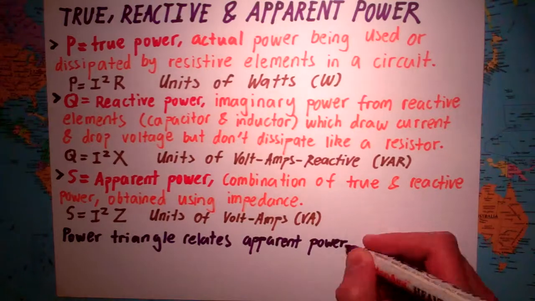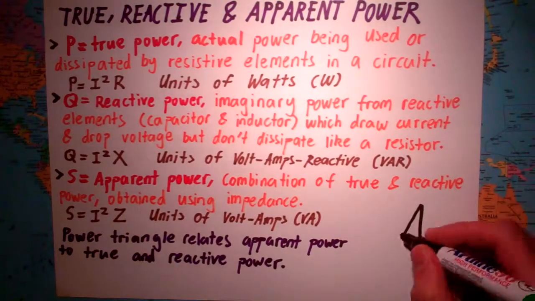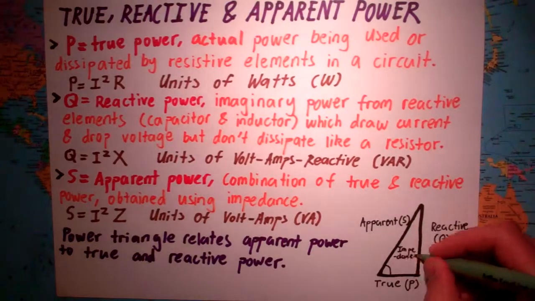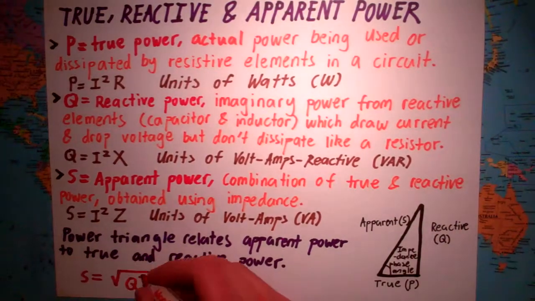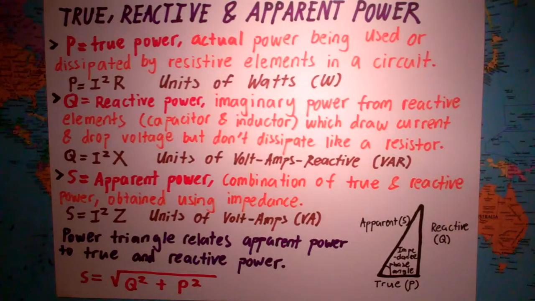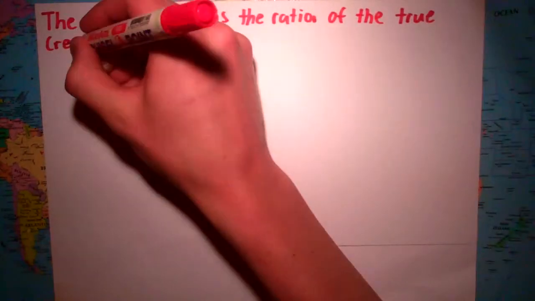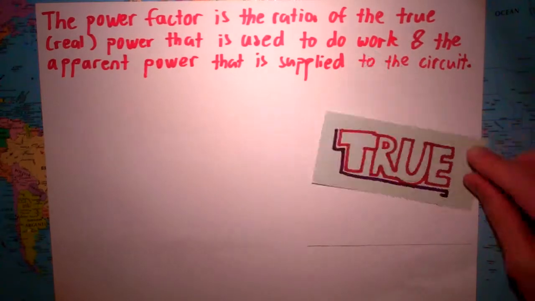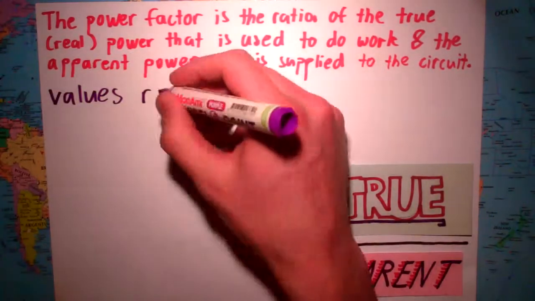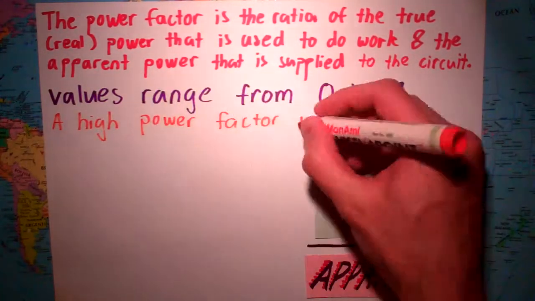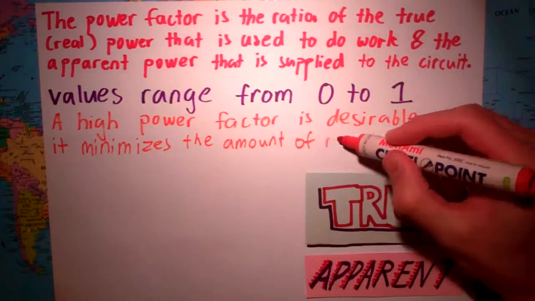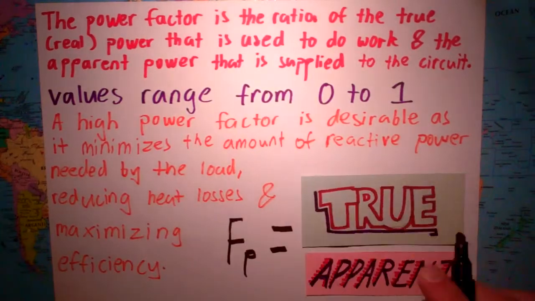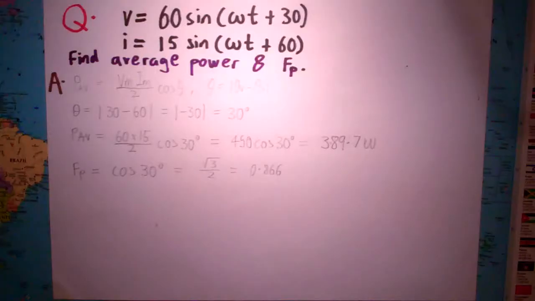S is equal to the apparent power, a combination of the true and reactive power. The power triangle relates apparent power to true and reactive power. Using trigonometry, we can find the apparent power from the reactive and true power. The power factor is the ratio of the true real power that is used to do work and the apparent power that is supplied to the circuit. Values range from 0 to 1. A higher power factor is desirable as it minimizes the amount of reactive power needed by the load, reducing heat losses and maximizing efficiency.